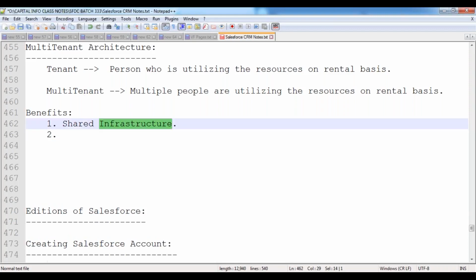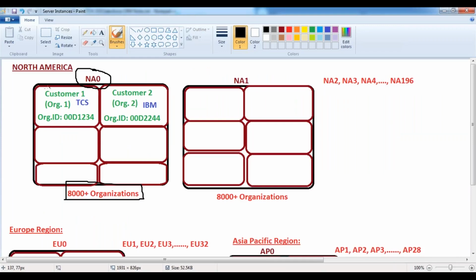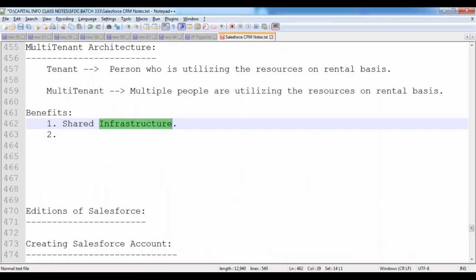Whatever infrastructure resources are available, the servers, the storage space, the memory space, performance features, security features, backup and restoring facilities, and disaster recovery management facilities, we can share all these resources across multiple customers. That means don't provide a separate server for each and every customer. Make the server resources utilizable by multiple people. That is shared infrastructure. This is the first benefit offered by multi-tenant architecture.